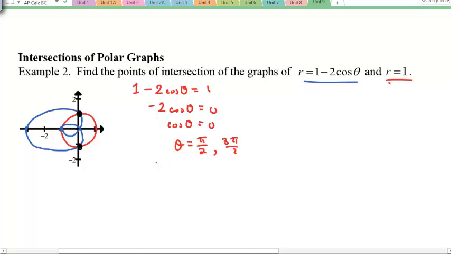Bravo. So the points are, and I can always plug it back in for r, r is 1, so (1, pi over 2) and (1, 3 pi over 2). Great.